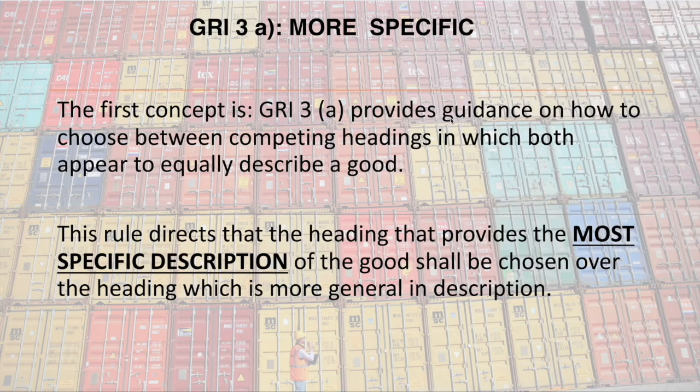Okay, so the first concept here is that GRI 3A provides guidance on how to choose between competing headings in which both appear to equally describe a merchandise. This rule says that the heading that provides the most specific description of the merchandise should be chosen over the heading which is more general in description. I think this is easier to see with an example.